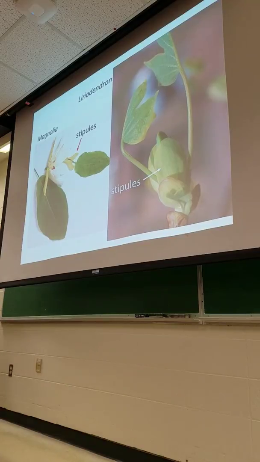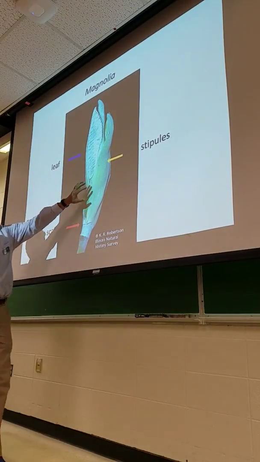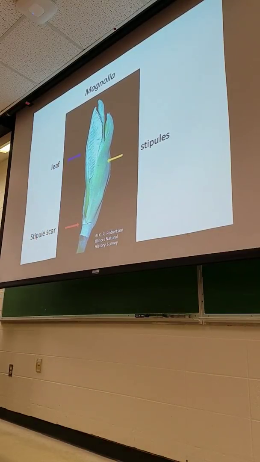You never even know they were there, except you know they're there right now because you can see them before they open and fall off. So here it is, the stipules, and then the new leaves are forming inside there. Got it? A cool vegetative character.